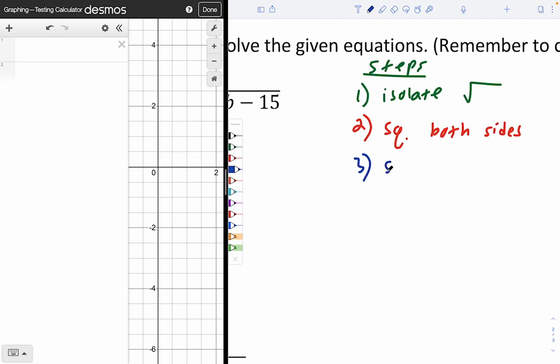Step 3 is to solve for x, or whatever letter they chose. And then step 4 is to check.